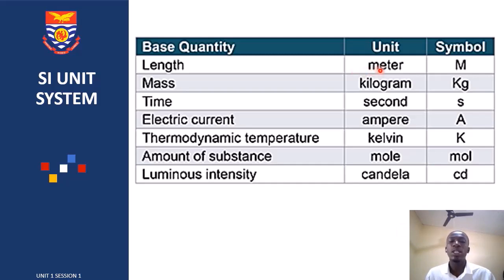The length has its unit as what? A meter. The mass has its unit as what? A kilogram. The time has its unit as seconds. And the current has its unit as amperes. Temperature as Kelvin. Amount of substance as mole. And the luminous intensity as candela. And we should note these symbols.